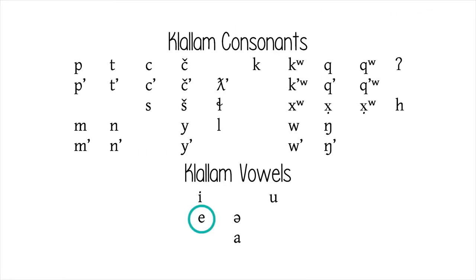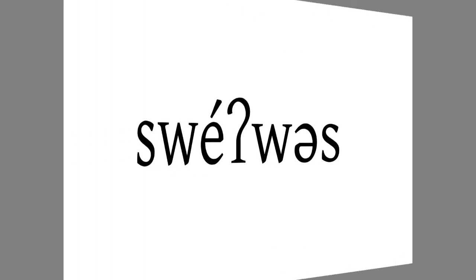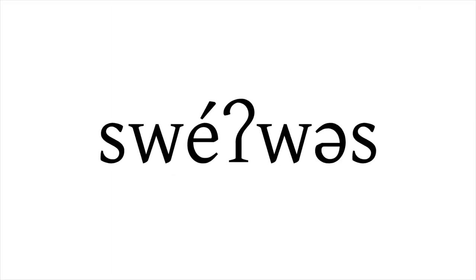The letter E in Klallam is rare and usually occurs before a glottal stop. It occurs in the Klallam word for young man.